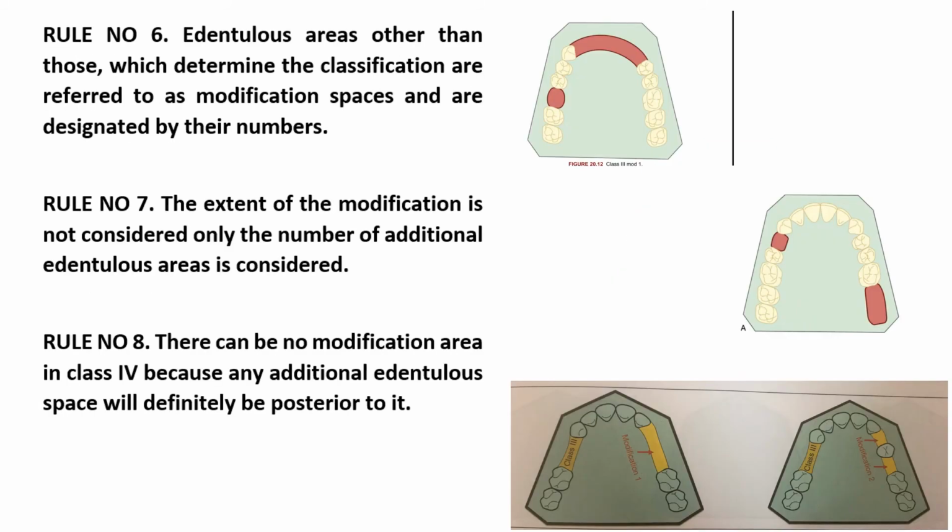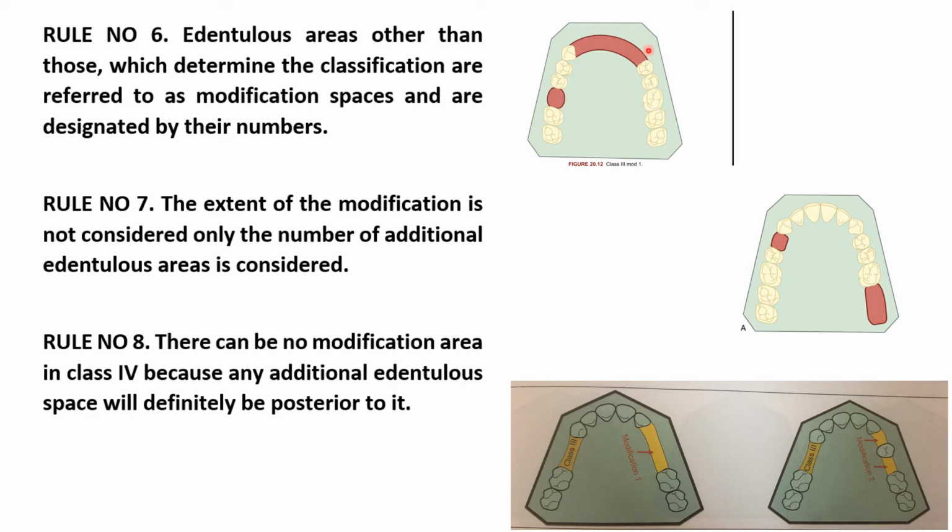Then rule number 6 is edentulous areas other than those which determine the classification are referred to as modification spaces and are designated by their numbers. For example, over here, this is the most posterior and this is the anterior one. This turns out to be class 3, as anterior and posterior natural teeth are present, and this is the most posterior.